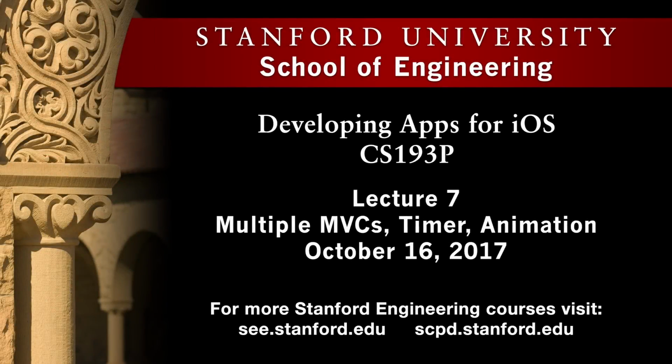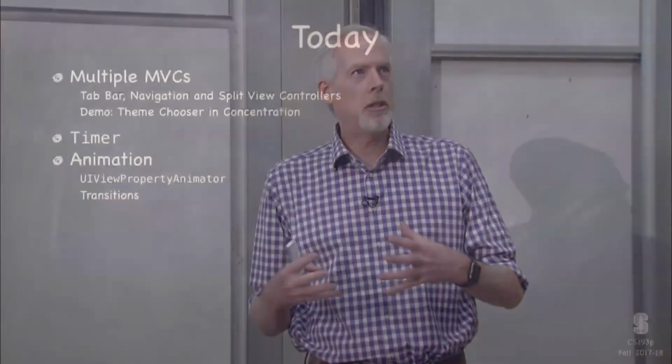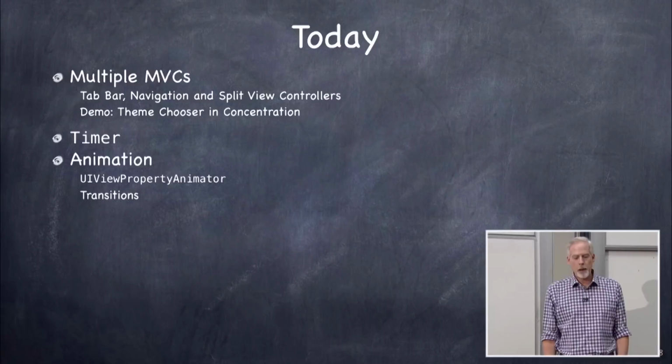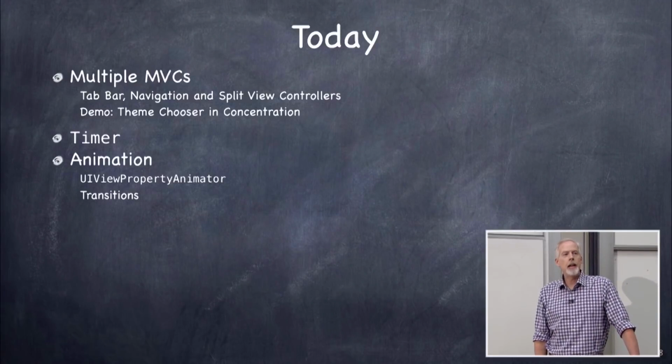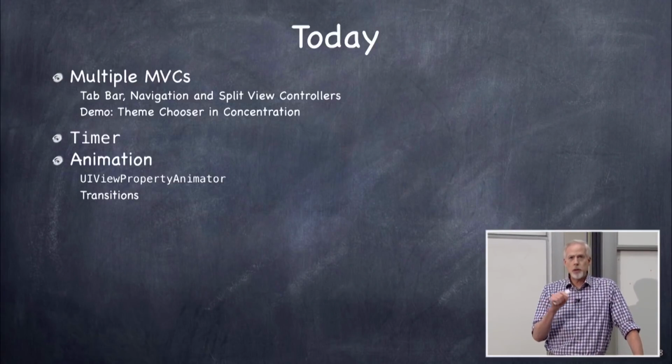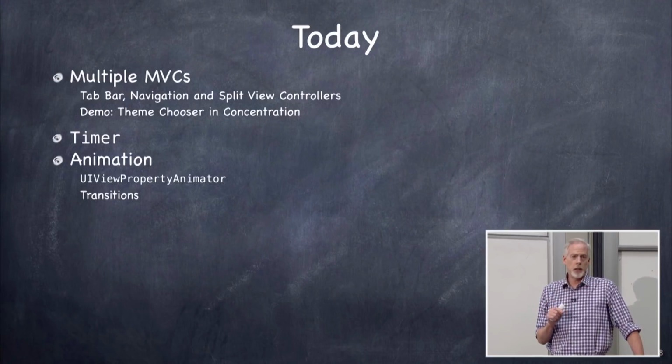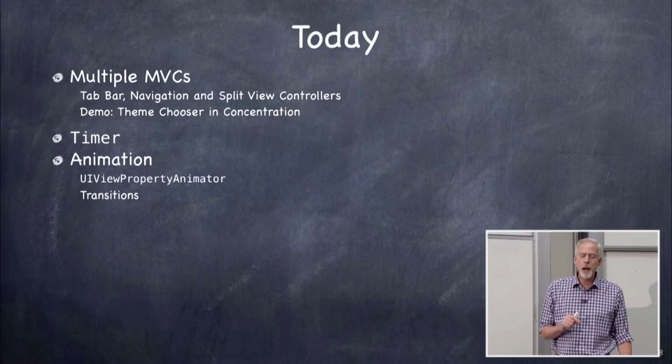Okay, well, welcome to lecture number 7, Stanford CS193P, fall 2017. So our primary topic today is combining MVCs to make bigger, more powerful applications, obviously. And then I'm going to do a big demo. It shows you how to do that. We're going to do it with Concentration. We're going to add an MVC to that app.